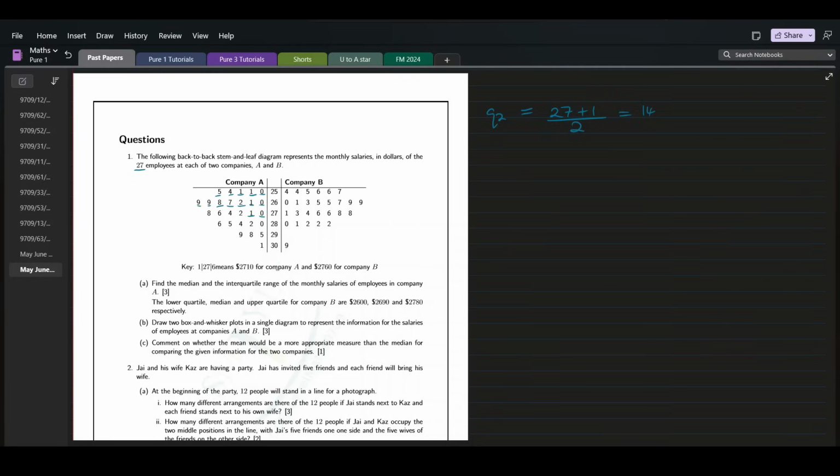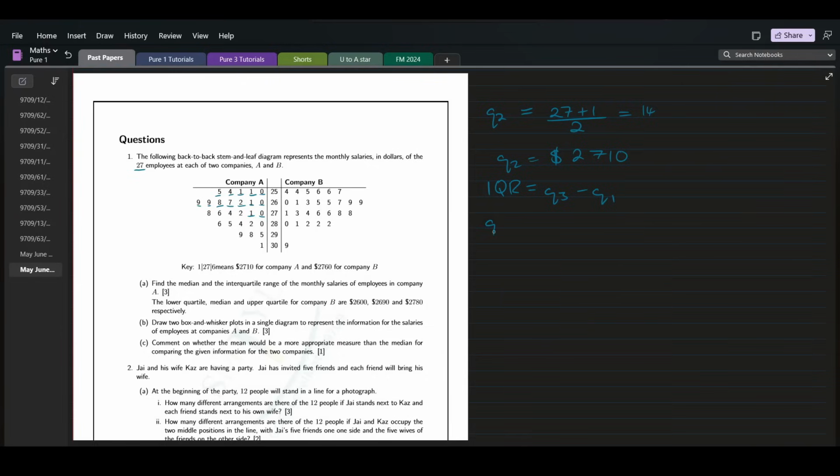Okay, so we've got $2,710 for Q2. We can say that this is 2,710. And then now we need to also find our interquartile range, and we know that that's Q3 minus Q1.